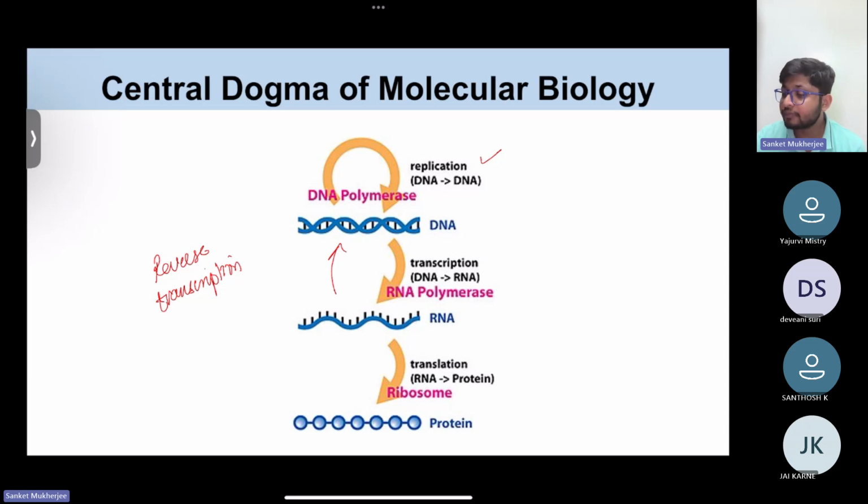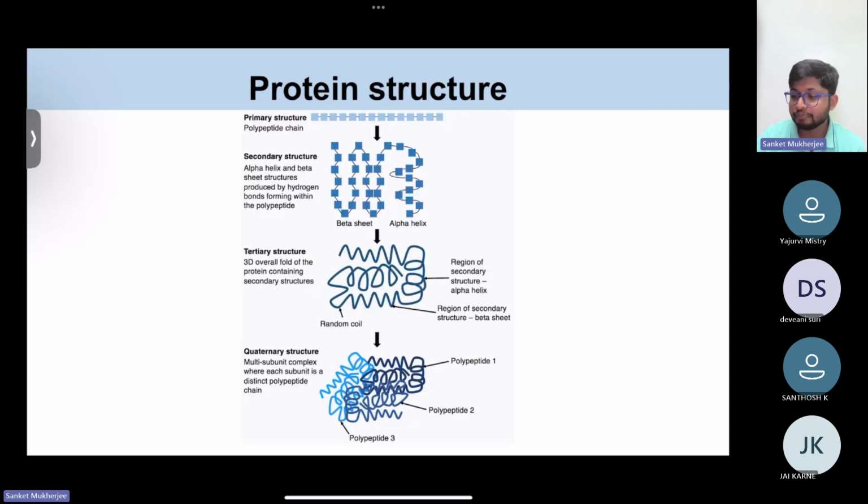RNA is then translated into a protein. So RNA encodes all the codons which have the necessary information for each individual amino acid, which forms a protein. This process is translation and it happens in a ribosome. So I hope you know how all these things happen. This is basically the central dogma.